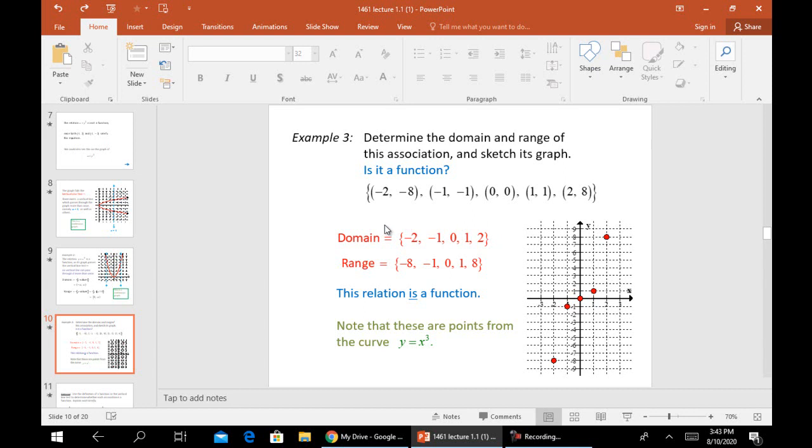So for example, (-2, -8): you go from the origin, you go -1, -2, and then you go down by -8, so -1, -2, -3, -4, and then this here is -8. So (-2, -8), that's the point. So this will be the graph of this function. One thing you can realize is that all these points satisfy the equation y is equal to x cubed.